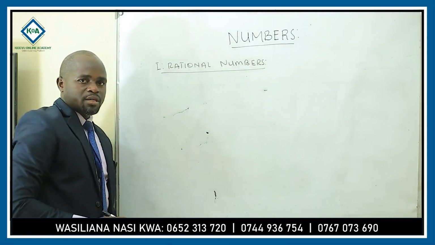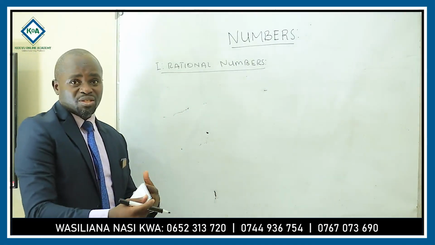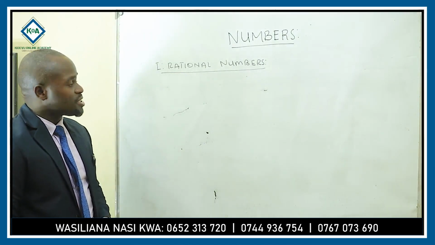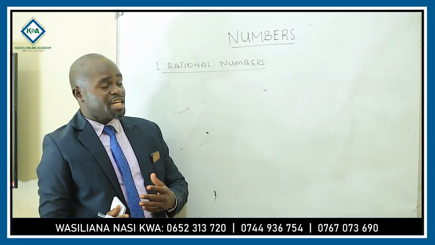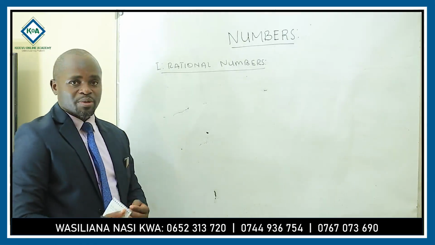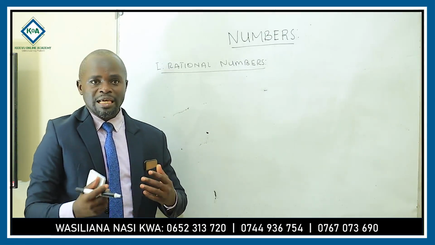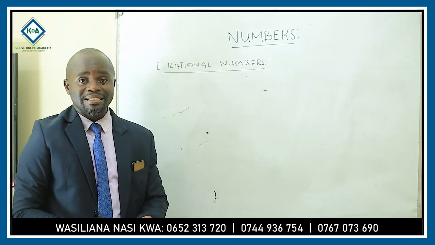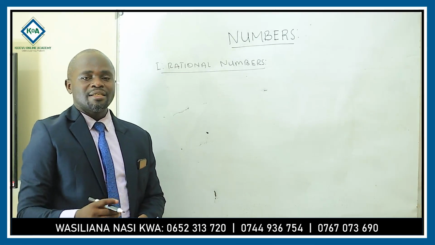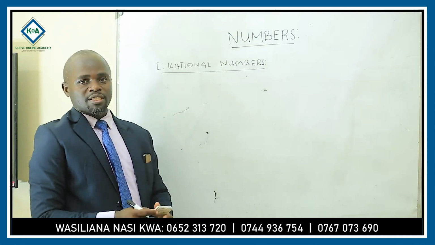What type of numbers are these? As you see, the name rational is coming from ratio. Ratio is a fraction, something like that. So rational numbers are all numbers which can be expressed in terms of fractions, or in terms of A over B. All numbers which can be written in the form of A over B, or in the form of fractions, are called rational numbers.